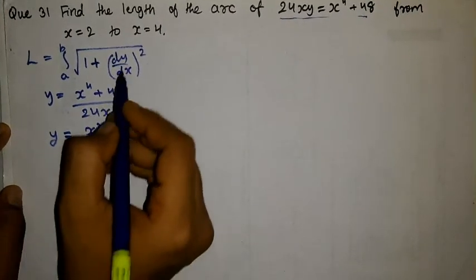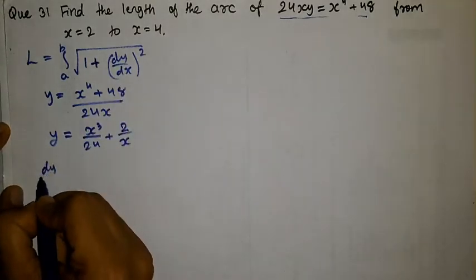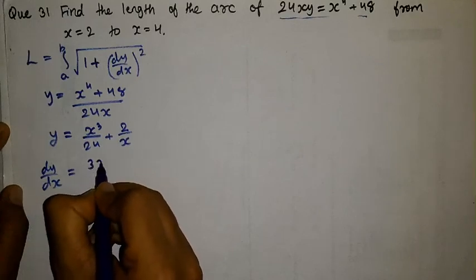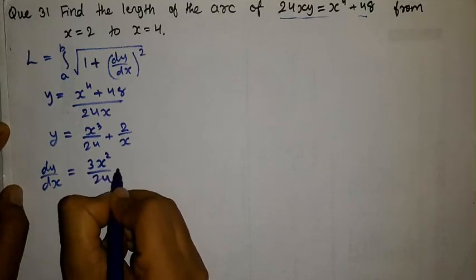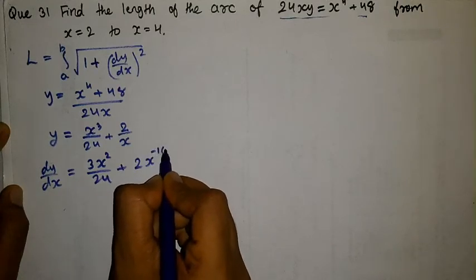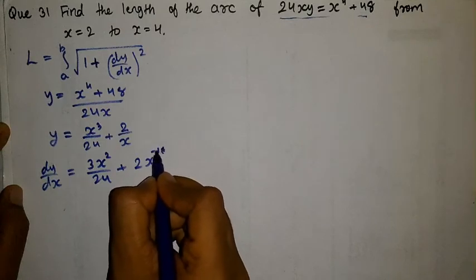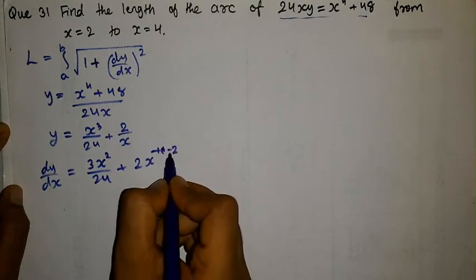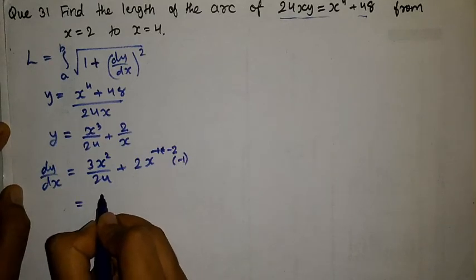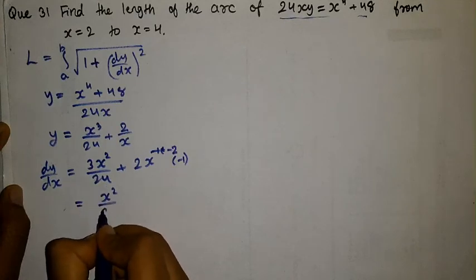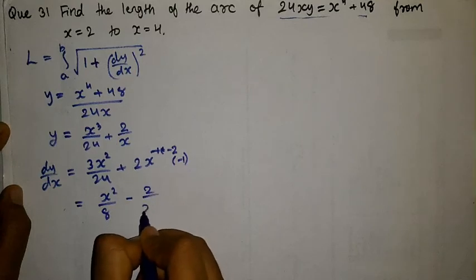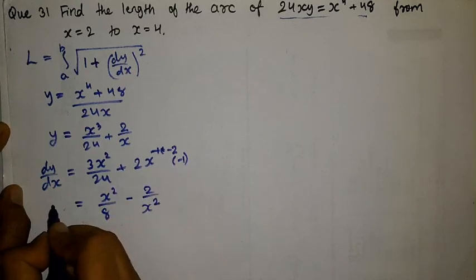Now we have to find dy/dx. So dy/dx is equal to, now differentiate this term with respect to x. So we get 3x square upon 24 plus 2 into x raised to minus 1, which gives minus 1 minus 1, so it will be minus 2, and the minus 1 will come ahead. So that is equal to x square upon 8, and here the minus will come ahead, so minus 2 upon x square. So this we got as dy/dx.